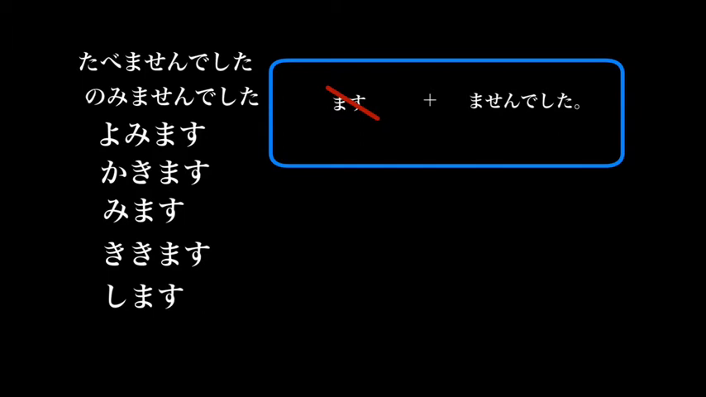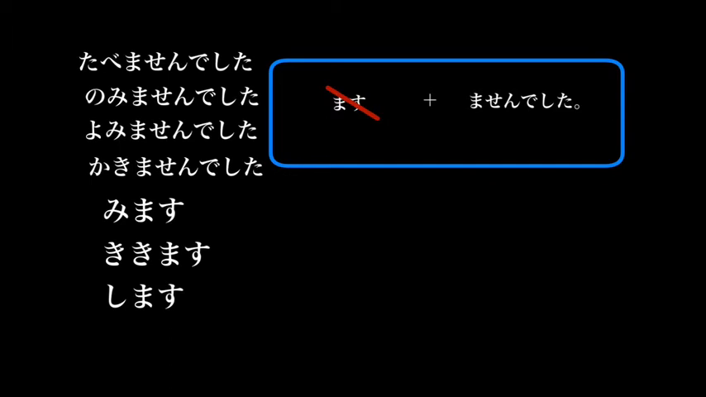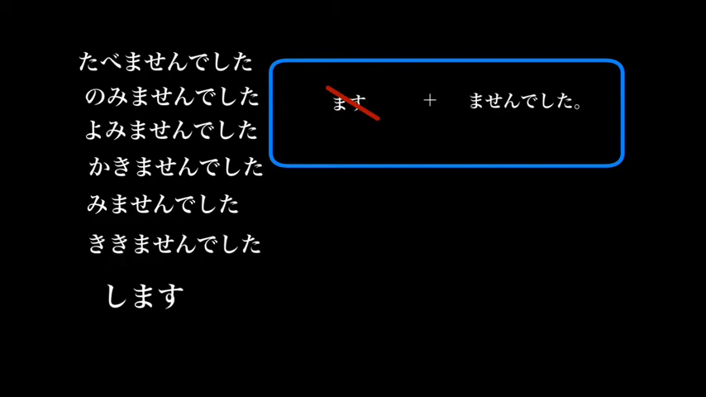I did not read would be 読みませんでした. I did not write, 書きませんでした. I did not watch, 見ませんでした. I did not listen, 聞きませんでした. And I did not play, しませんでした.